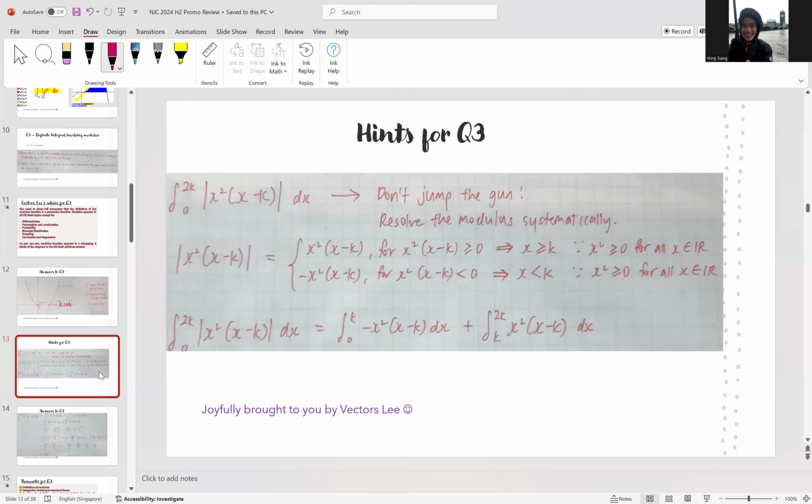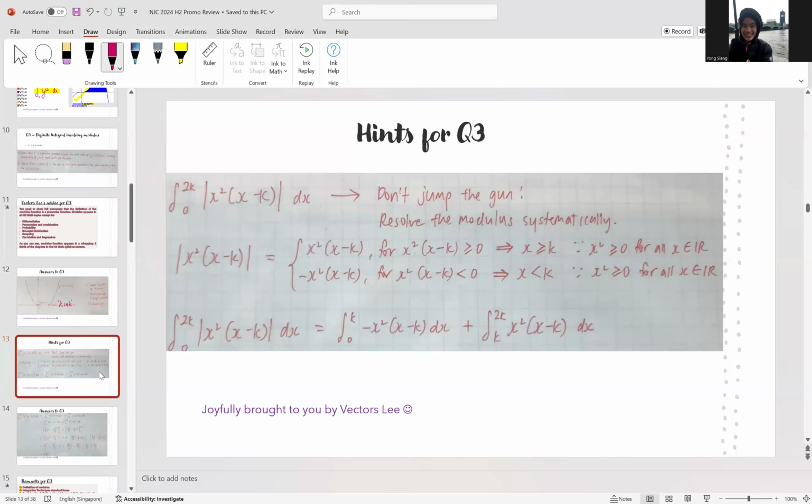But in this case, unfortunately, I do not know. So let's say, ladies and gentlemen, if you are very overwhelmed, what you do is you do things systematically: resolve the modulus. Now, ladies and gentlemen, let's recall hardcore content. I say again, this is hardcore content. The definition of modulus is a piecewise function.